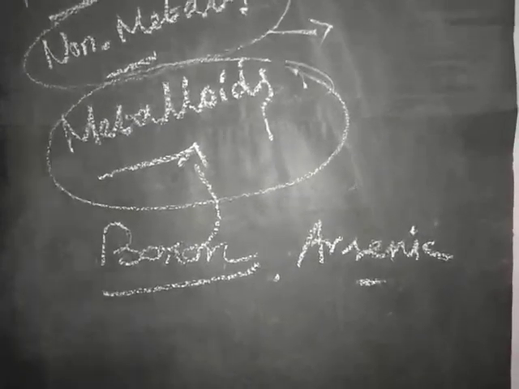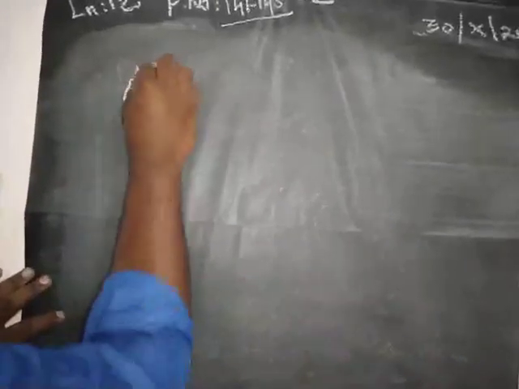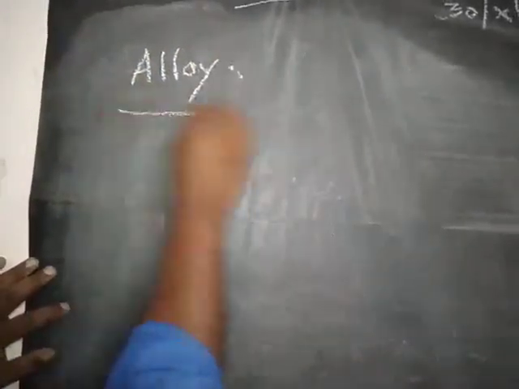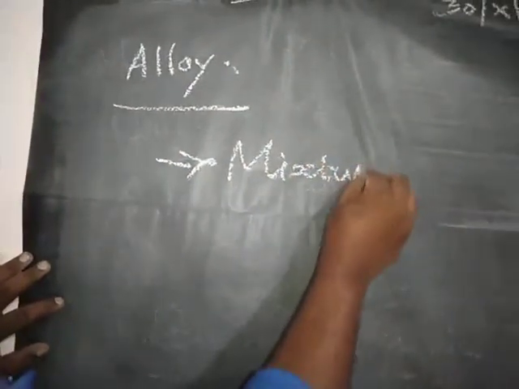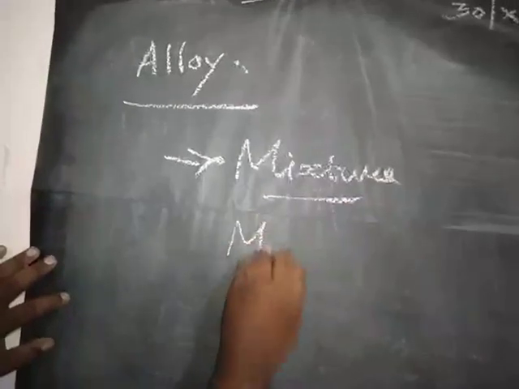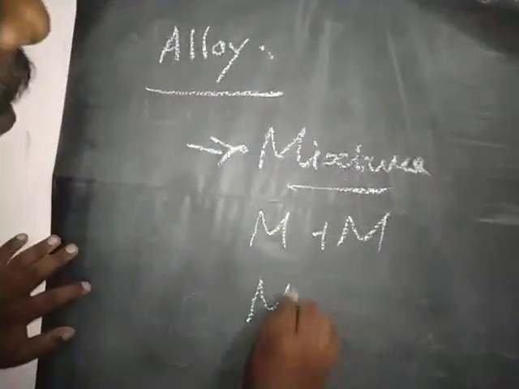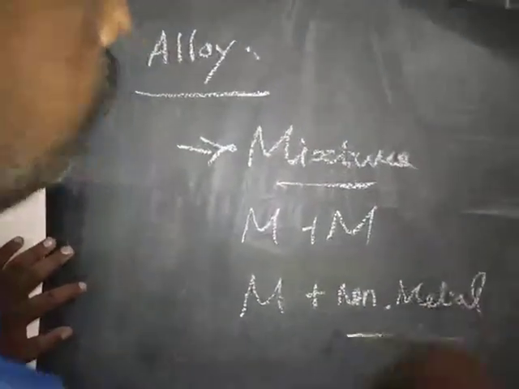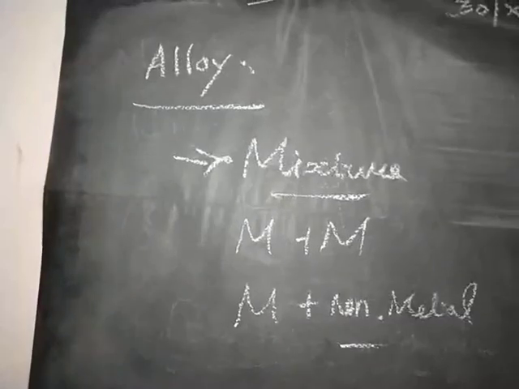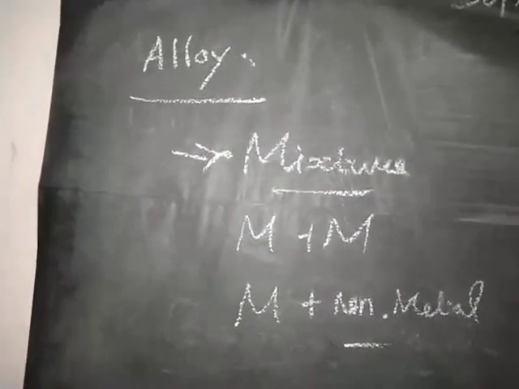Next one, alloys. This is the last topic of this lesson. What is meant by alloy? An alloy is a homogeneous mixture of metal plus metal or metal plus non-metal.